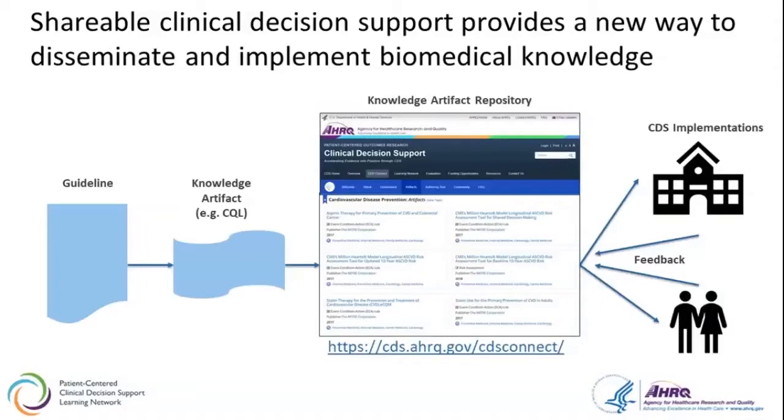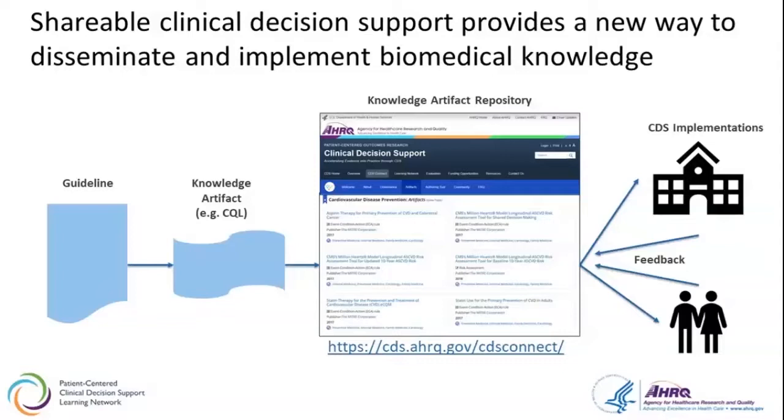So just to provide a larger frame as to how and why we came upon this work, and that is the CDS Connect project, which is funded by ARC and being developed by MITRE. CDS Connect provides both an authoring tool and a repository within which there's shareable clinical decision support. And out of this, if you will, an online library, is how I view it, of clinical decision support artifacts.